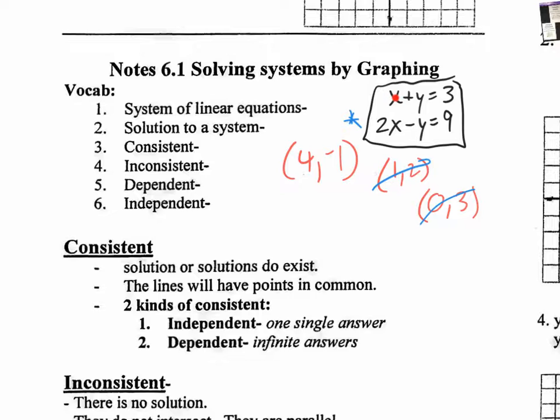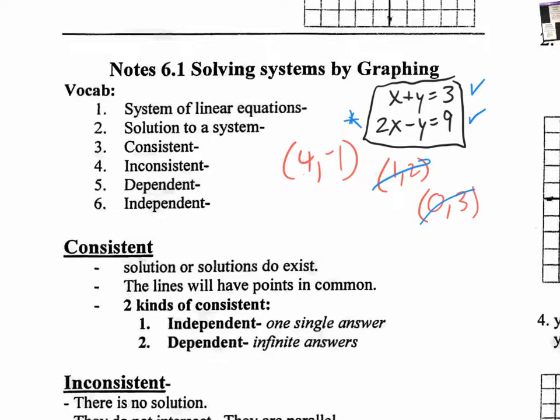Check it out. 4 plus negative 1, that is 3. 2 times 4 is 8. Minus a negative 1, that's really plus 1. It's going to give you 9. So 4 and negative 1, it really does work for the top equation and the bottom equation on that system. Okay. Now, believe it or not, the pair of numbers 4 and negative 1 is the only pair of numbers that works for this system.